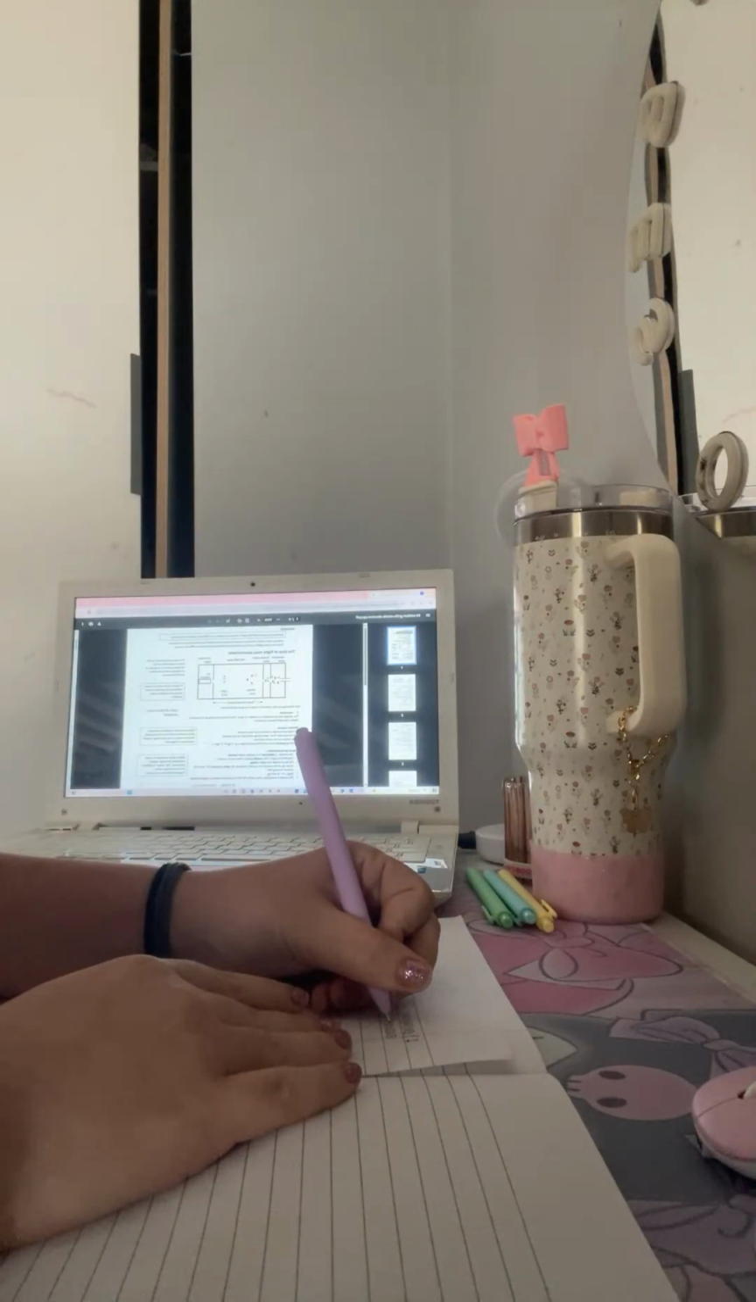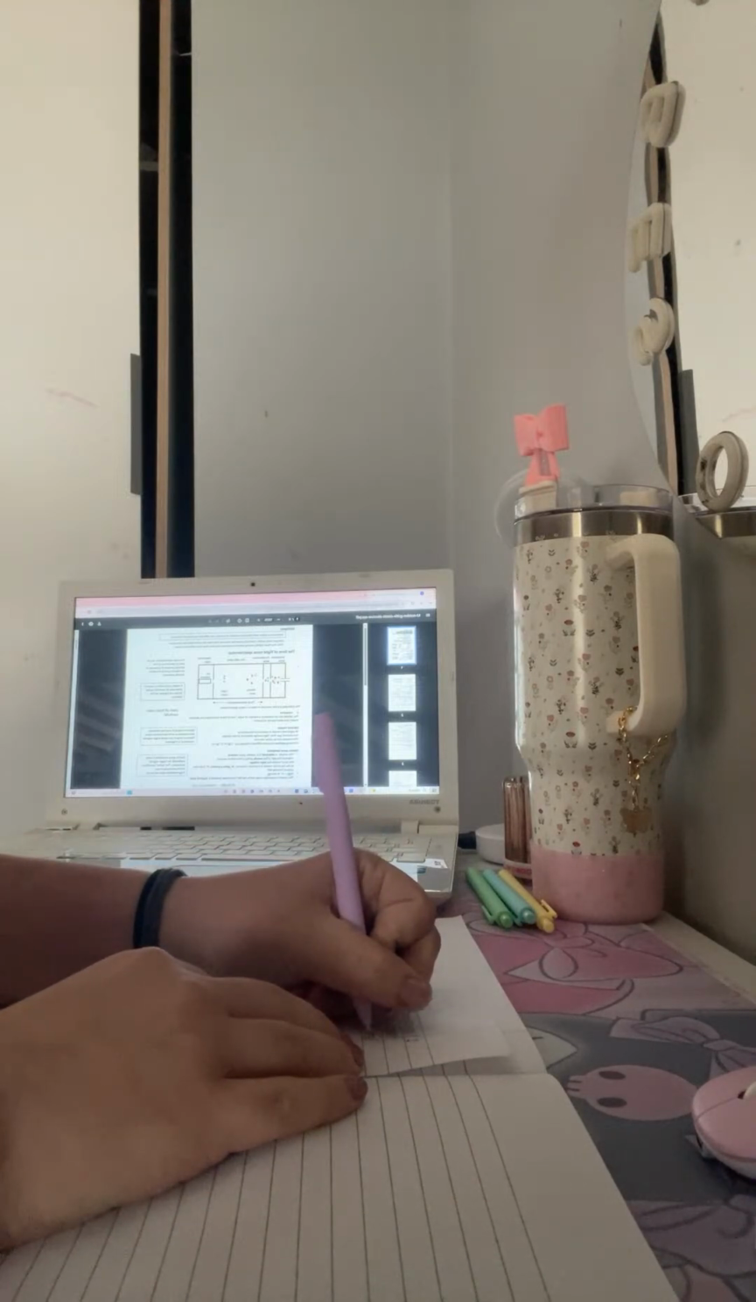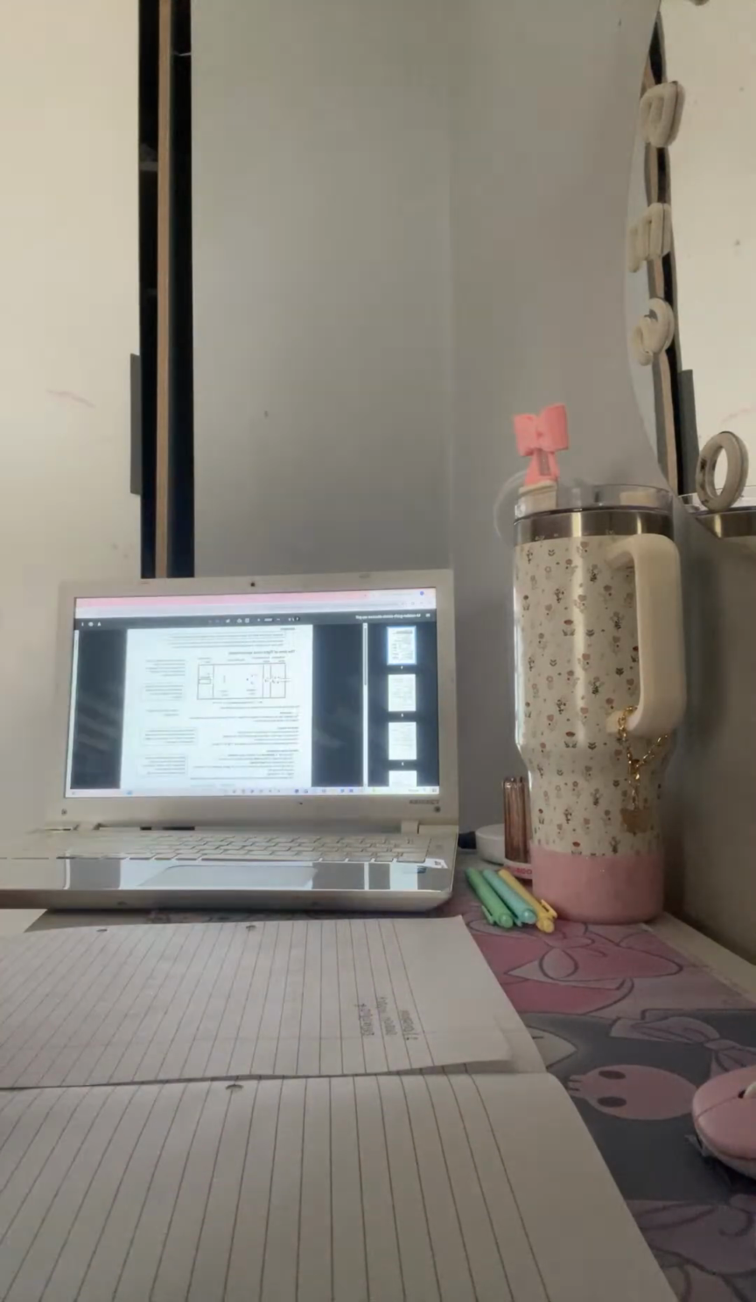I broke my pen. Electron impact and electrospray.